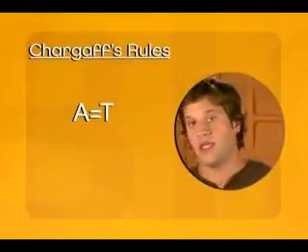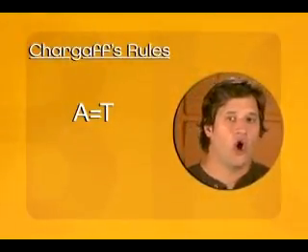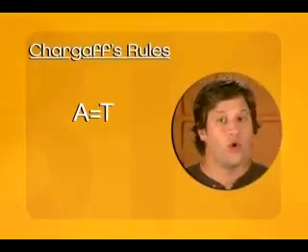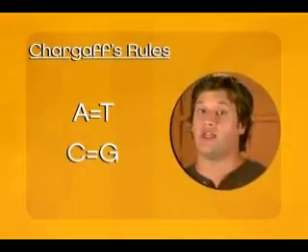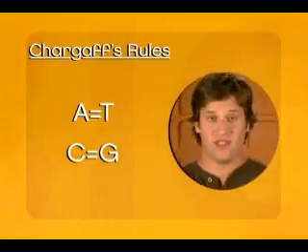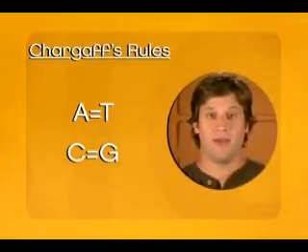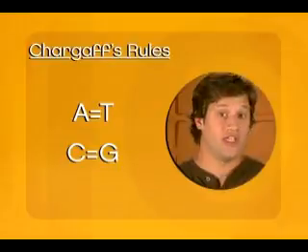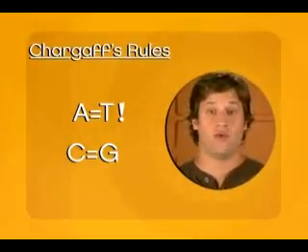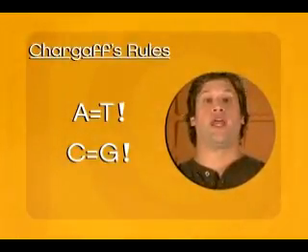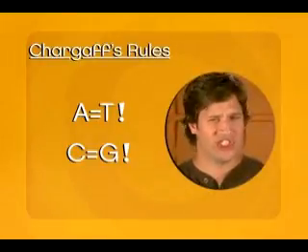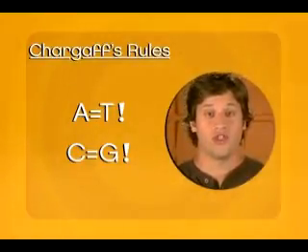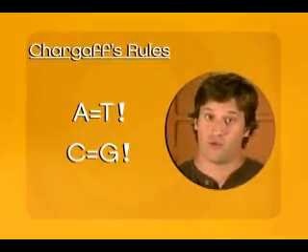Enter Chargaff. He figured out that in any species, the amount of adenine always equals the amount of thymine. So A always equals T. And that the amount of cytosine always equals the amount of guanine, or C always equals G. Chargaff found that different species have different amounts of these bases, but in any species, A always equals T and C always equals G. Always, always. Chargaff was a real stickler for the rules, and these equations are known as Chargaff's rules.